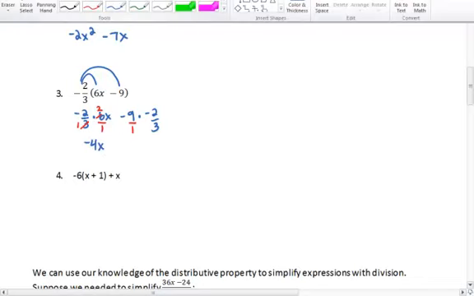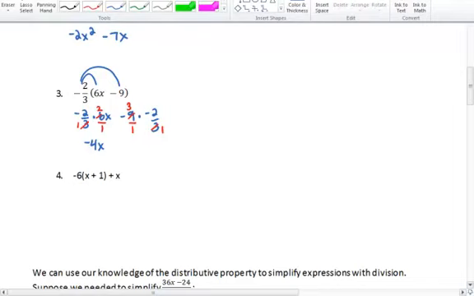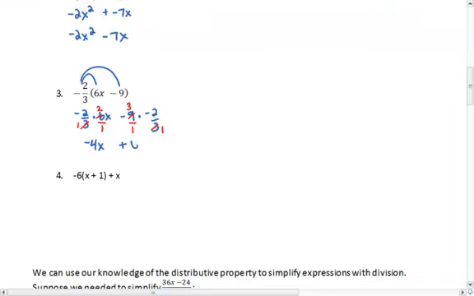We can cross reduce the second one, saying that 3 goes into 9 three times and into 3 one time. So we'll have negative 3 times negative 2, giving us a positive 6. Our final answer is negative 4x plus 6.